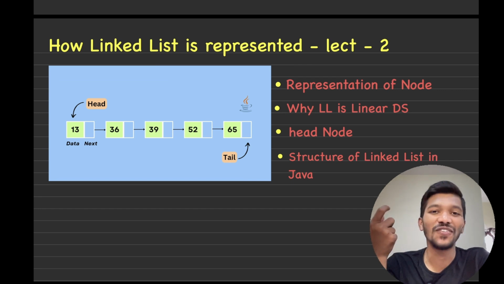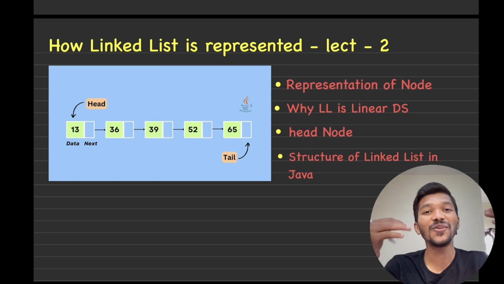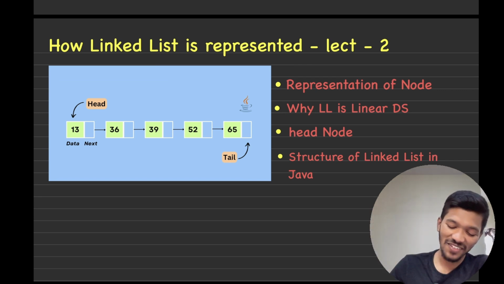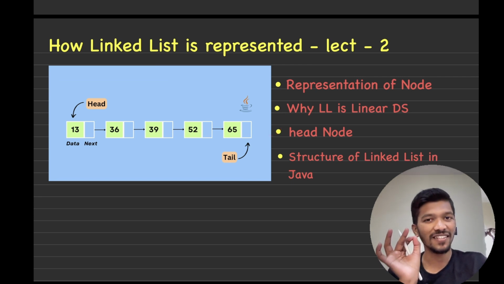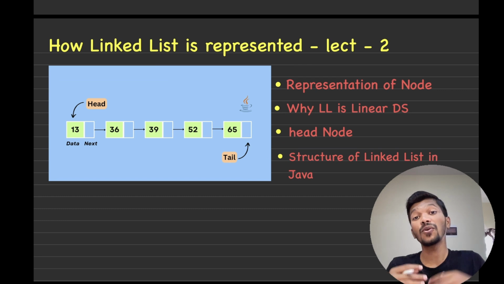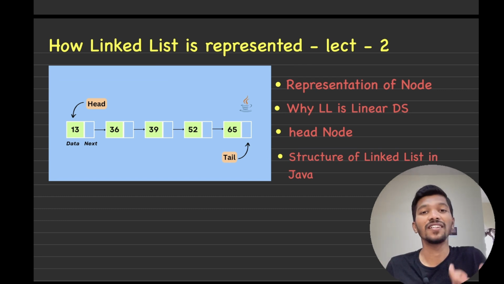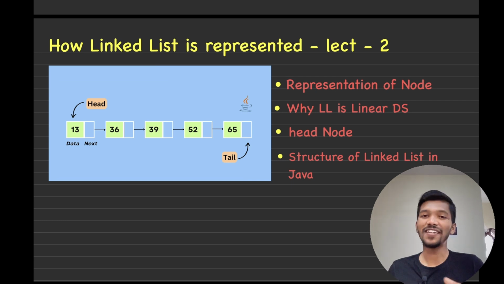Because in the definition of linked list, we saw that the elements are stored in a random order, but still we call it a linear data structure. Why? We are going to see it. Then we are going to see the most important point, that is the head pointer in the linked list. And the last point, we are going to see in code how we can represent a linked list, or a node in the linked list. So I highly recommend you to stay till the end of this video.